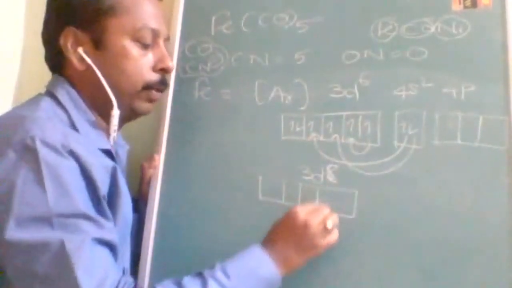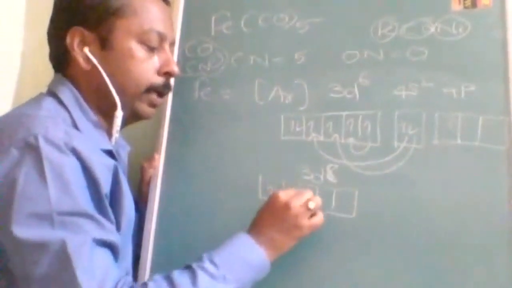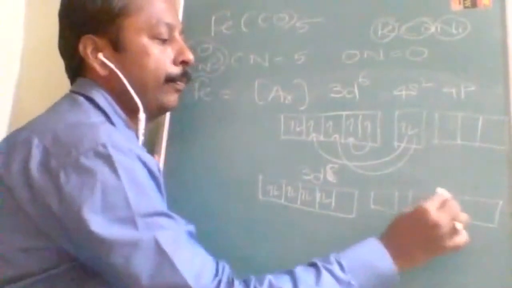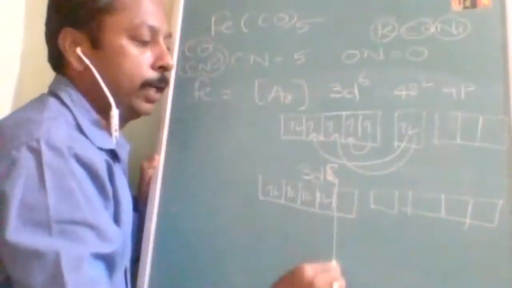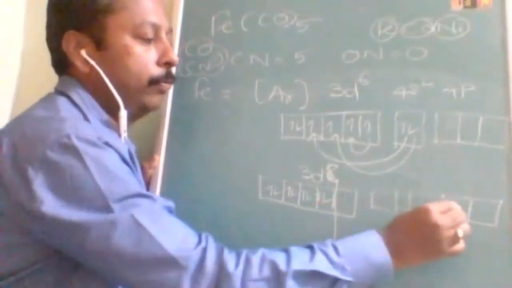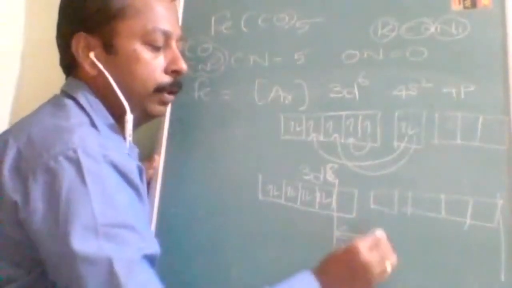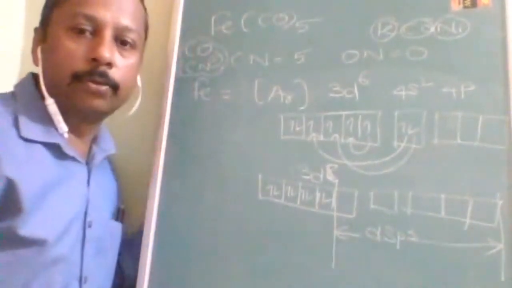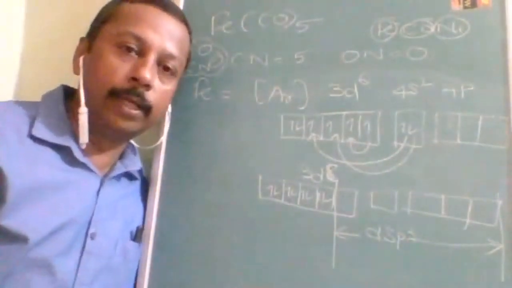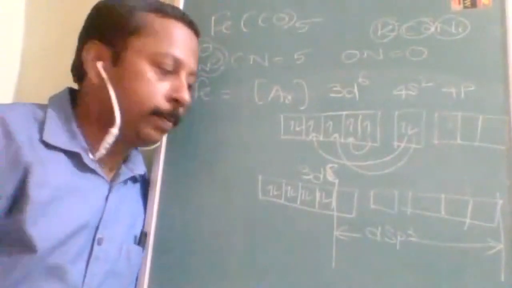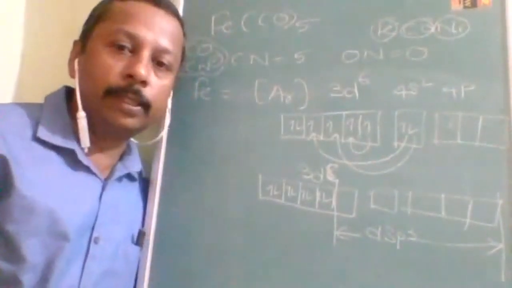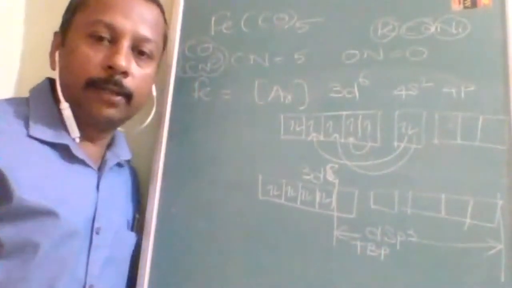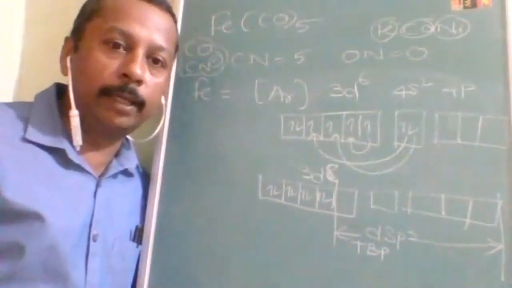Okay, so what will be the structure now? 8 electrons I have to fill up. And the coordination number is how much? Coordination number is 5. So I should start from here: 1, 2, 3, 4, 5. So it is dsp3. What is the hybridization? Hybridization is going to be dsp3. So for dsp3 hybridization, what should be the shape? TBP, trigonal bipyramidal.